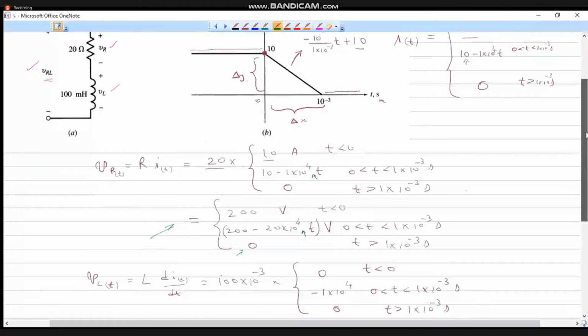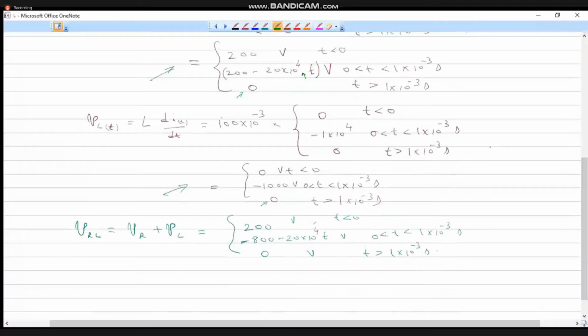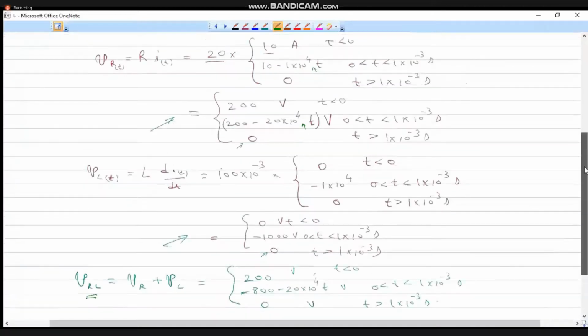Okay, so there is no difference in the voltage across the inductor. Then when you add it up also, it will be minus 800, the voltage across the resistor. So VRL is the total voltage across the resistor as well as the inductor. So VRL is equal to VR plus VL, and VR we have written as 200 minus 20 into 10 power 4, and VL is minus 1 into 10 power 4.